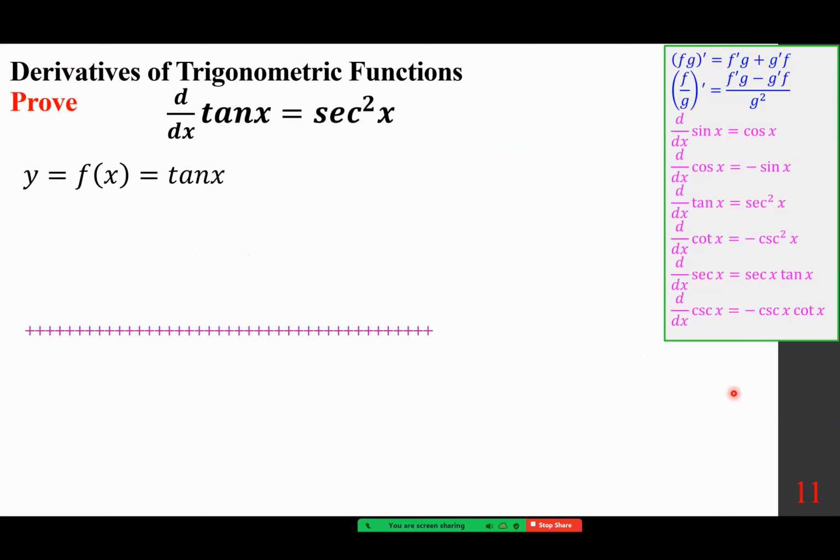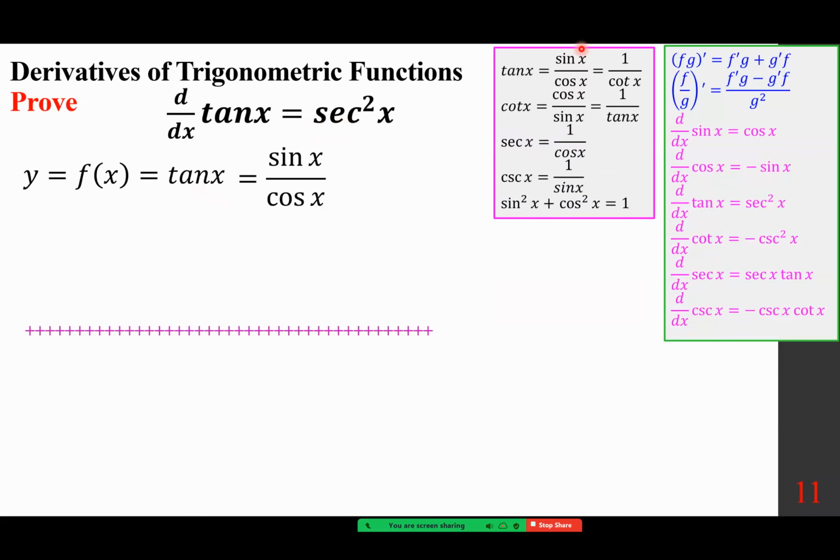We have the derivatives here of trigonometric functions. The derivative of sine is cosine, the derivative of cosine is minus sine x, and we use limits and trigonometry to prove those. The rest of them we really don't need to, because we know the reciprocal identities and quotient identities in trigonometry, so we can use that. We know tan x is sine x over cosine x. We want to prove that. So I'm going to remind you, tan x is sine over cosine, or 1 over cotangent x. Cotangent is cosine over sine, or 1 over tan x.